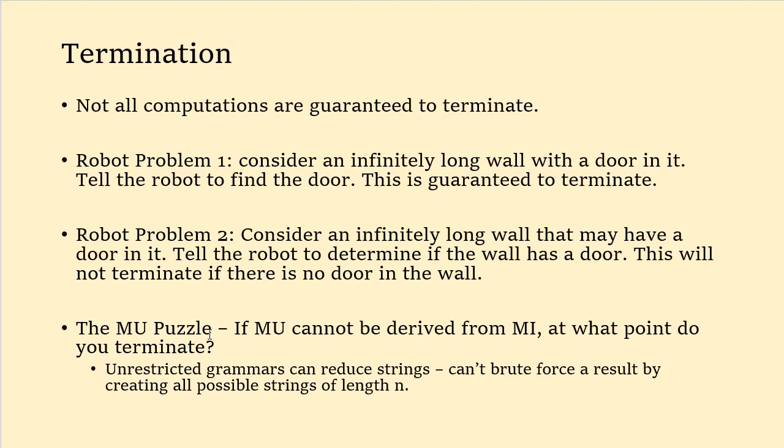For example, let's go back now to languages. We talked about the Mu puzzle earlier in the semester, and the Mu puzzle is an unrestricted language, and the reason it's unrestricted is because you can remove terminals from the string. So if you're just blindly chugging along with the rules and you're trying to determine if you can solve the Mu puzzle, which was starting with MI, can you derive MU, at what point do you terminate? If you're that robot trying to solve the Mu puzzle, at what point do you say it can't be done?